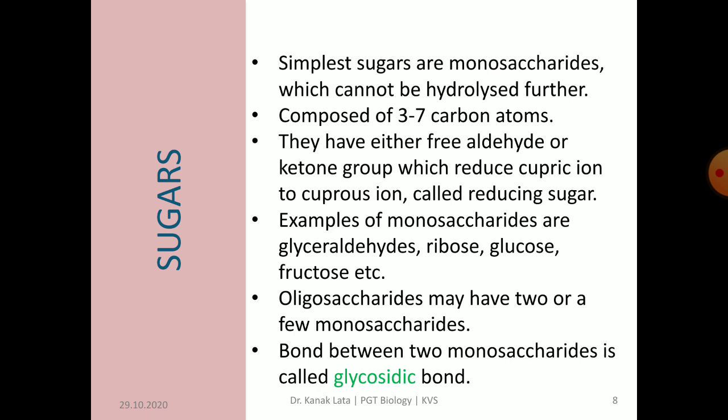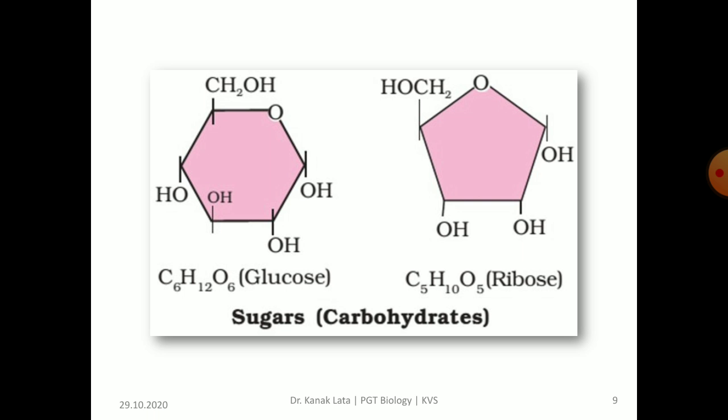The oligosaccharides are formed by joining together 2 to 6 monosaccharide molecules through condensation. And the bond formed between two monosaccharide units is called a glycosidic bond. Here you can observe the structure of glucose and ribose. Glucose is a hexose sugar, whereas ribose is a pentose sugar.